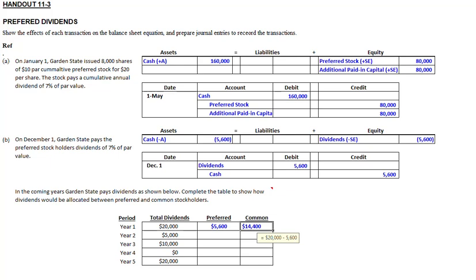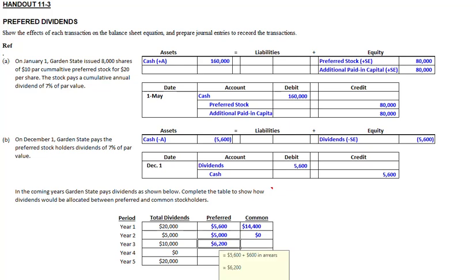In year two, the company pays $5,000 in dividends. The preference goes to preferred shareholders, and they will get the entire $5,000. And there's nothing left over for common shareholders. Now notice, preferred shareholders didn't get the entire amount of dividends that they were due. They were due $5,600, only received $5,000. So the remaining $600 will carry forward to year three.